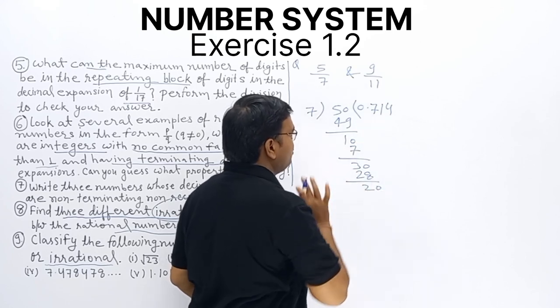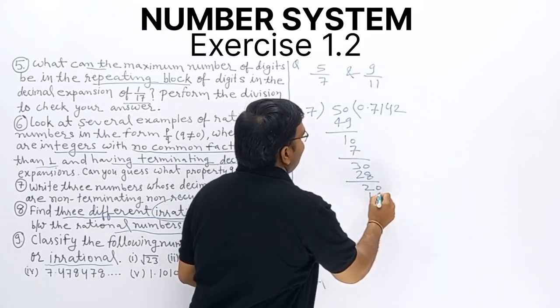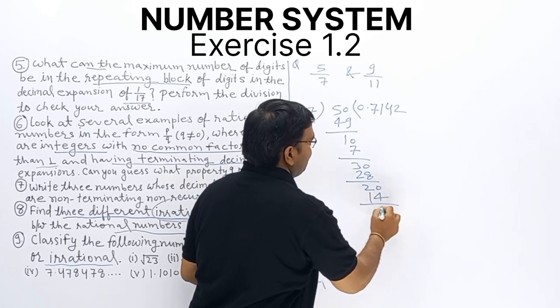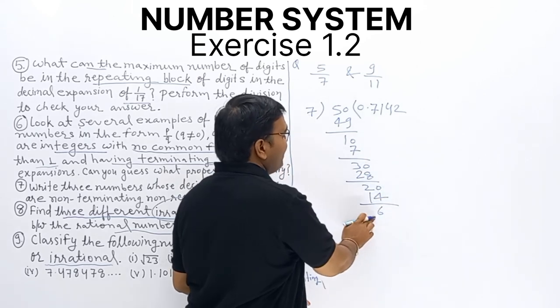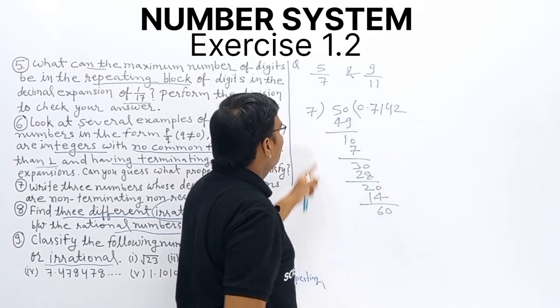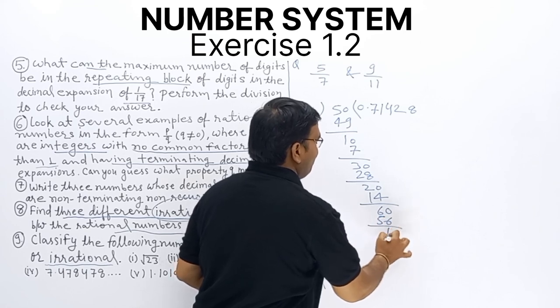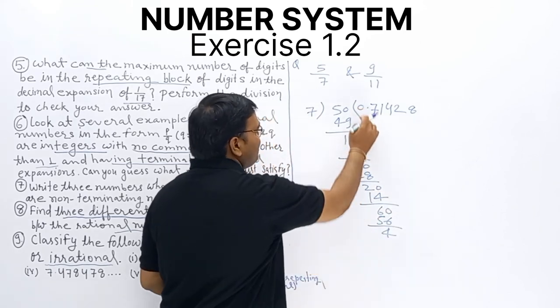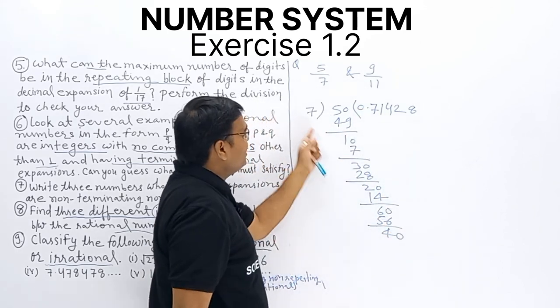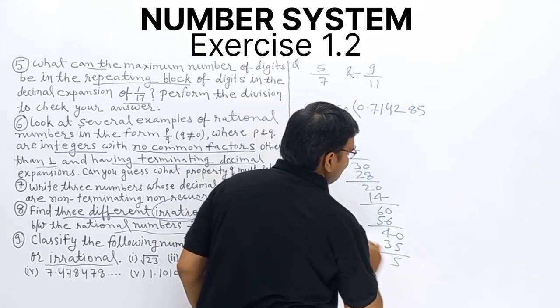We cannot divide this one, so we will use 10. Point is there, so we can use 10. How many times? 2 times, 7 twos are 14. 6 is remainder. We cannot divide, this is smaller than this one. We require 0, so we use 10 there. How many times? 8 times, 7 eights are 56. Now 4 is remaining. Now point is there, we can use 10. How many times is it going? 5 times, so there is 35 and 5 is remainder.